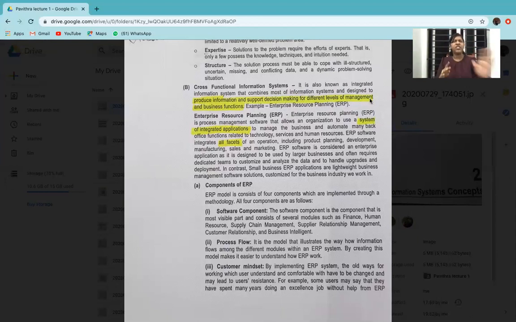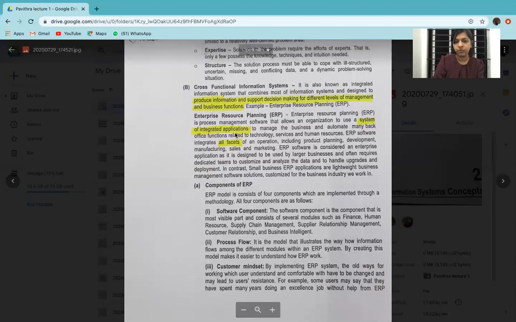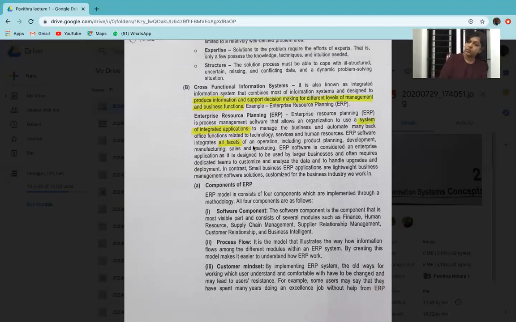Rather than having a TPS, an MIS, a DSS, it's going to cost a lot. And also the management, the follow-up, the control, everything is going to be difficult. So the cross-functional information system integrates and combines the information systems. An example is ERP. ERP is process management software that allows information to be used through a system of integrated applications, for all facets like operations, management, and strategic use. Having said this, what are the components of an ERP?